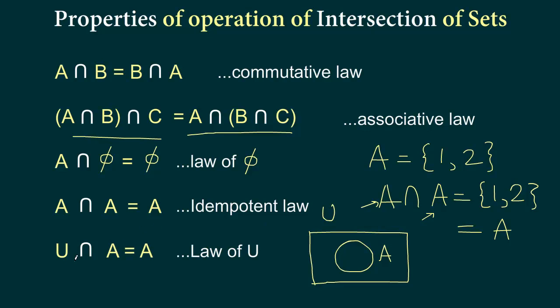So when we say U intersection A, we are trying to find out all elements which are common to U and A. And we see that all the elements that belong here are common to both the set A and the universal set. So we say that U intersection A will be equal to the set A.